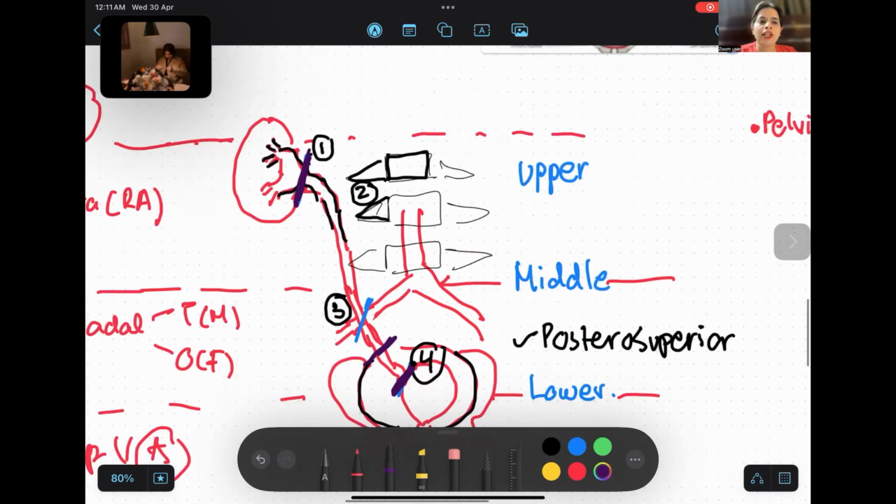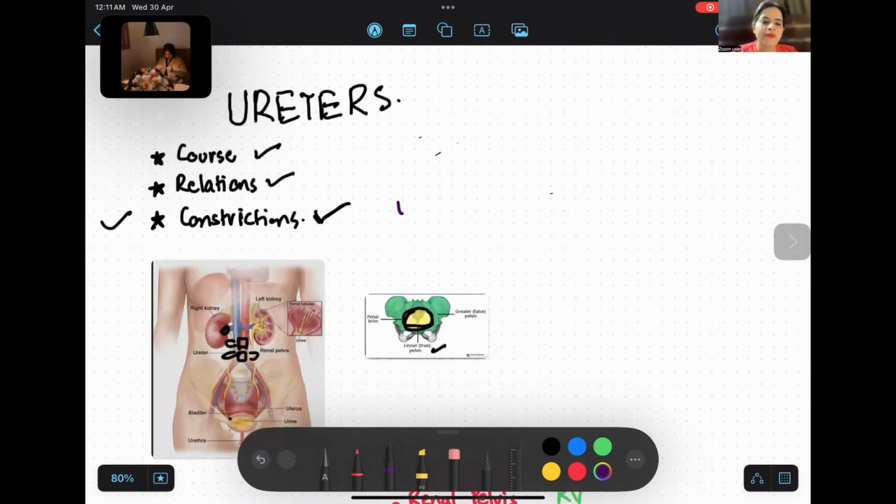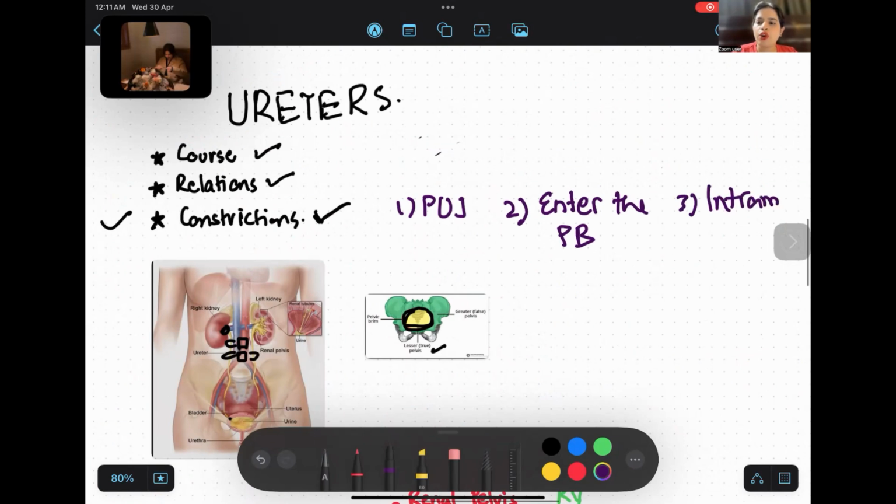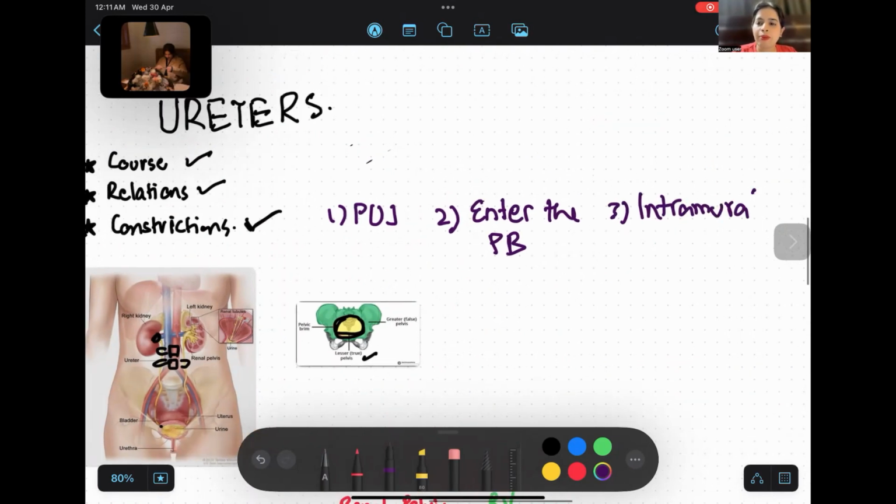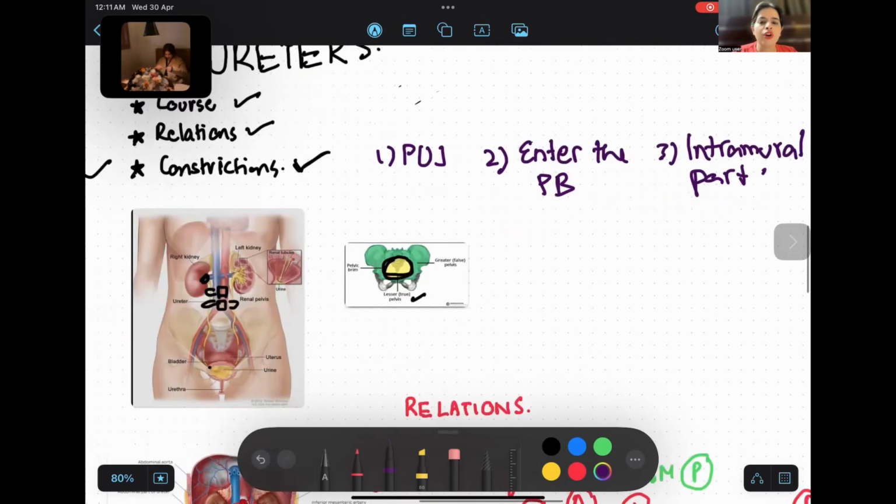So let us write the constrictions. Number one, the pelvico-ureteric junction. Number two, right when they kink and enter the pelvic brim. And third is intramural in the bladder wall, right when they pierce the peritoneum to enter the bladder wall, intramural. Now moving on to the relations.